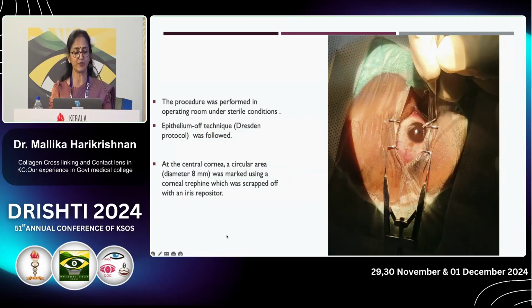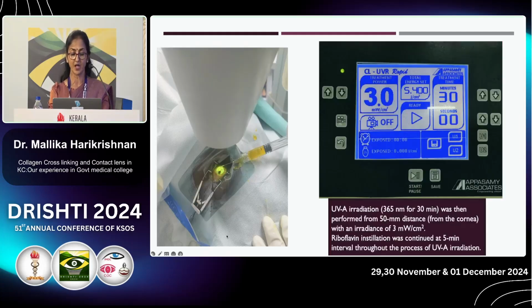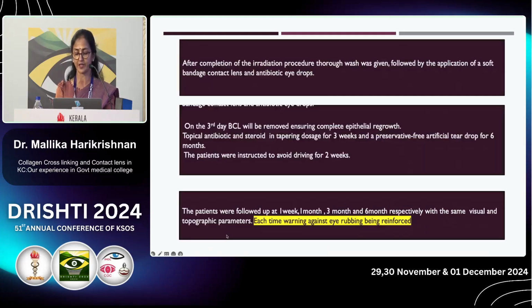The procedure was performed in operating room under sterile precautions. We practiced epithelium off technique. And after a thorough wash of the corneal surface, 0.1% riboflavin was applied for 30 minutes at 5 minutes interval. Ultraviolet A irradiation 365 nanometer for 30 minutes was then performed with 50 millimeter distance from the cornea with an irradiance of 3 milliwatts per centimeter squared. Riboflavin instillation was continued at 5 minutes interval throughout the process of UVA irradiation.